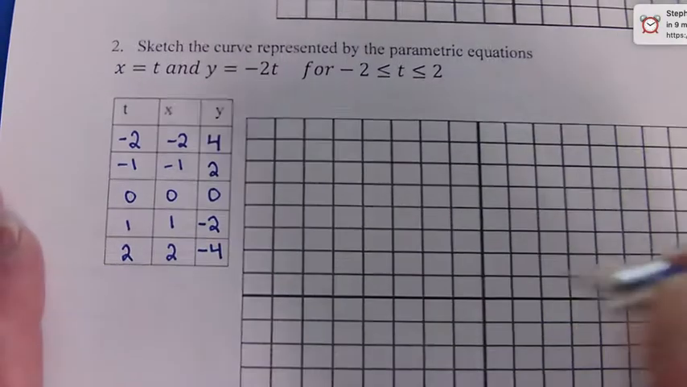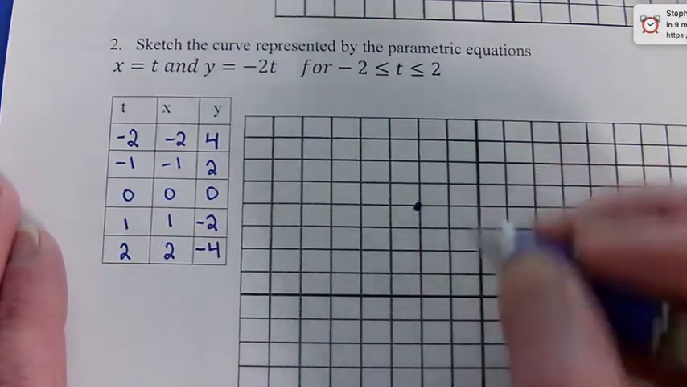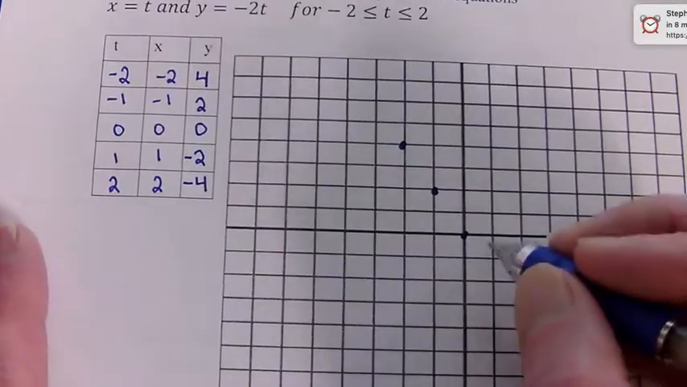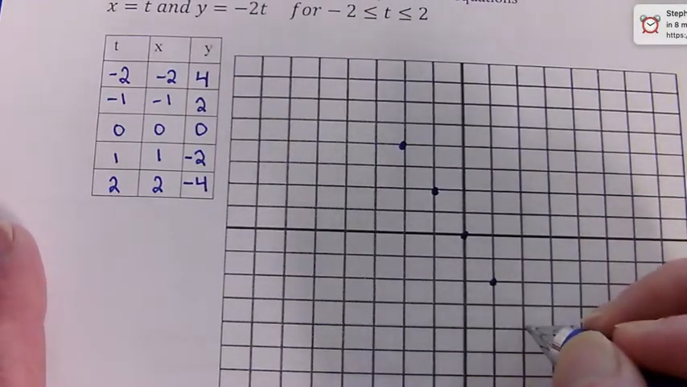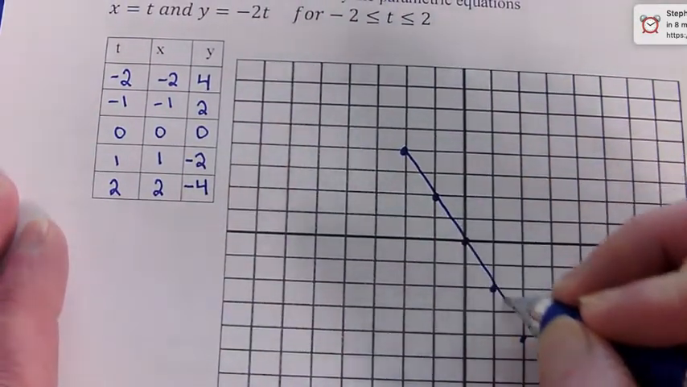Then all I have to do is plot the points. -2, 1, 2, 3, 4. -1, 2, 0, 0, 1, -2, 2, -4. This looks like it's going to be a line.